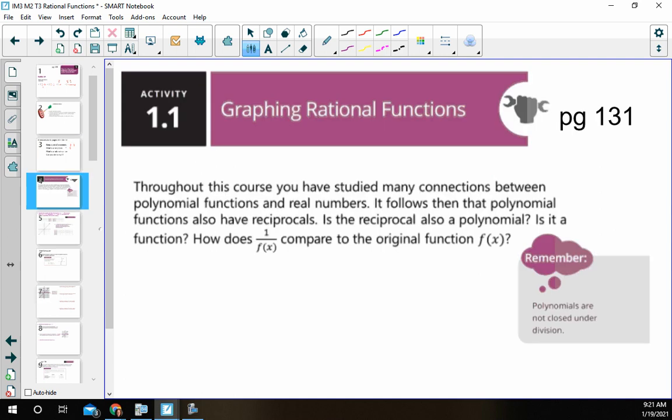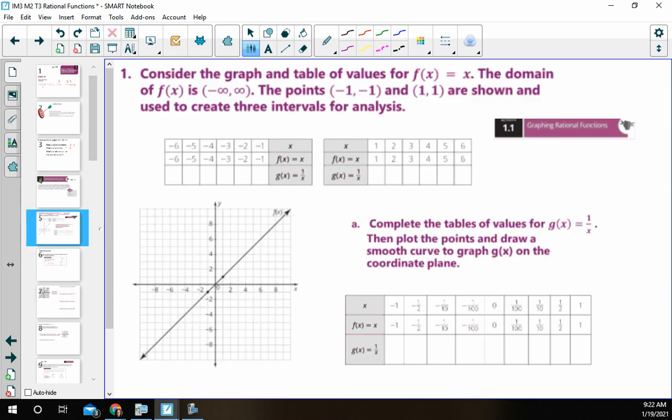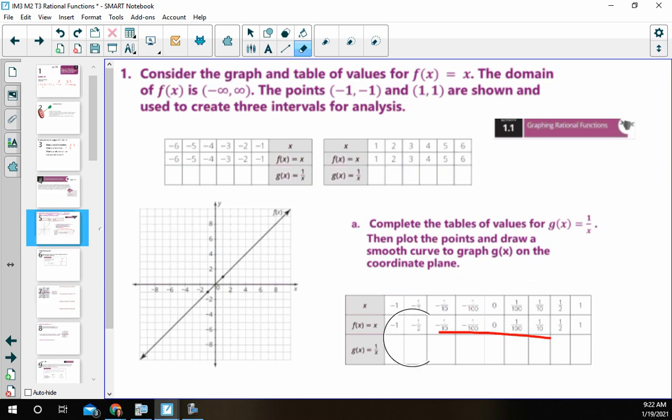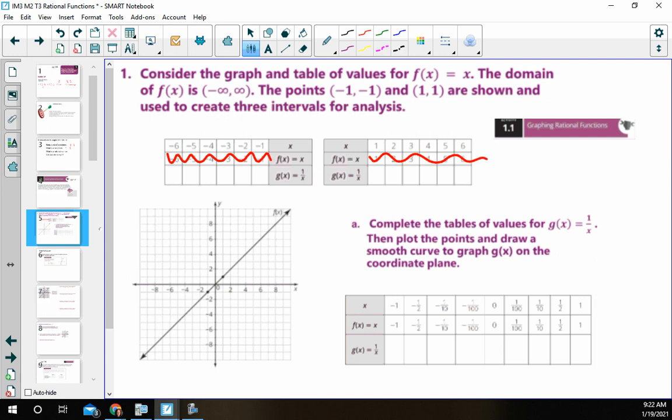All right, so throughout this course, you have studied many connections between polynomial functions and real numbers and imaginaries. It follows then that polynomial functions also have reciprocals. So we'll flip. Is a reciprocal also a polynomial? Is it a function? How does 1 over f of x compare to the original f of x? So what we're going to do is, this first set in all of these is the graph of the line. If that set confuses you, we're going to ignore that middle.